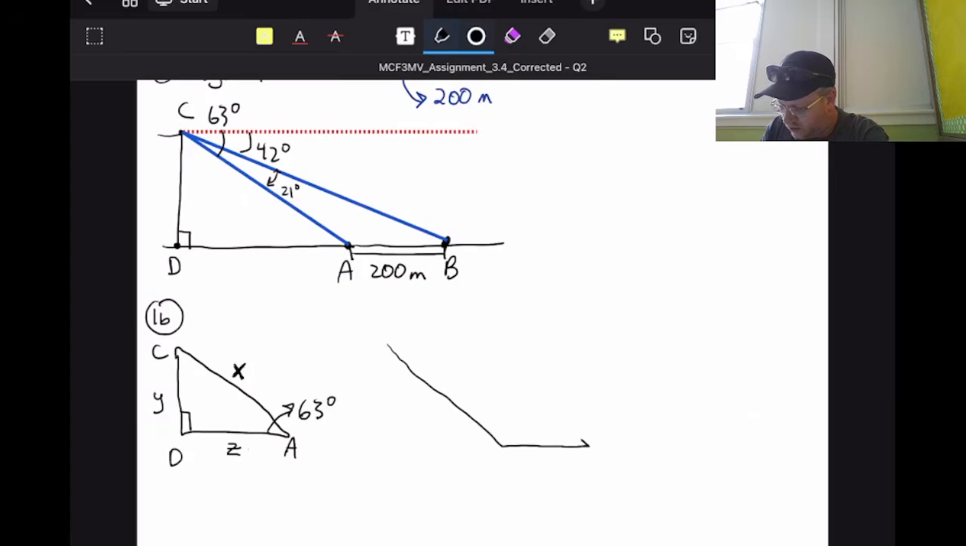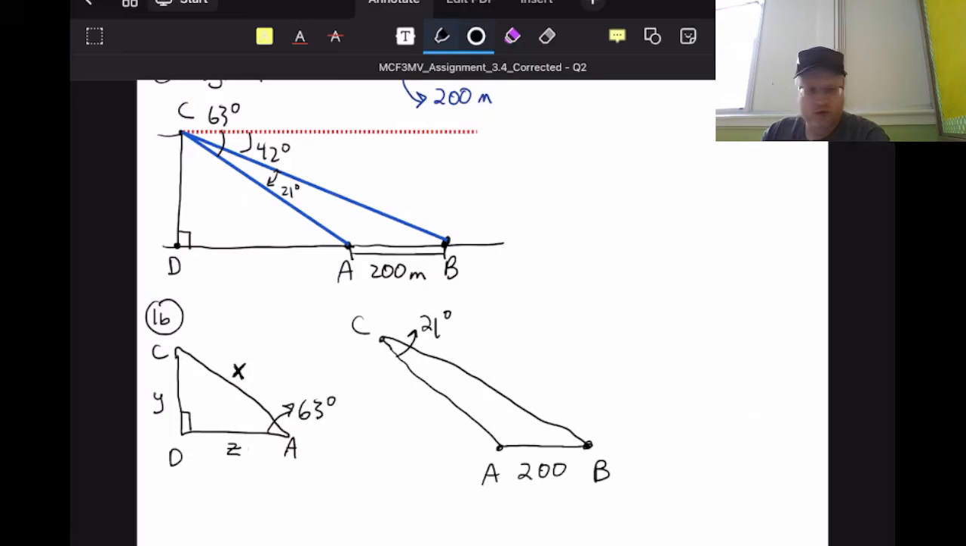My other diagram is a non-right triangle. It's going to look something like this. And this is triangle CAB. And what do we know about this triangle? Well, I know this angle up here is 21 degrees. We know the length down here is 200 meters. And because of the alternate angle theorem, that Z pattern again, we can know that this angle here is the same as this angle here. So if that was 42 degrees, this will also be 42 degrees.